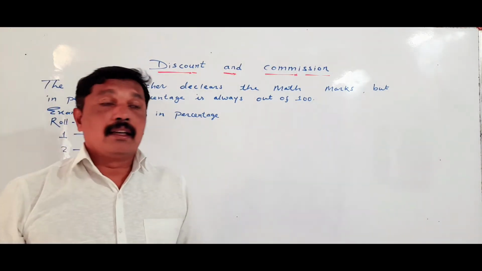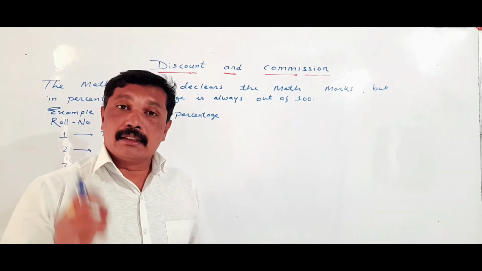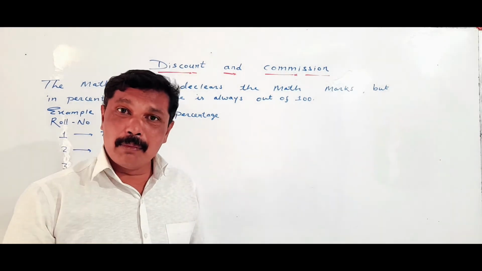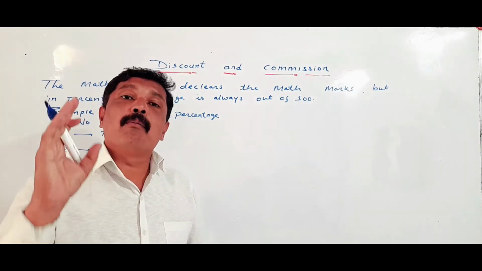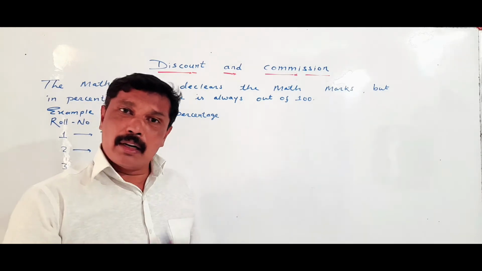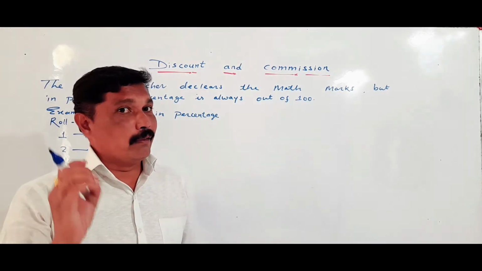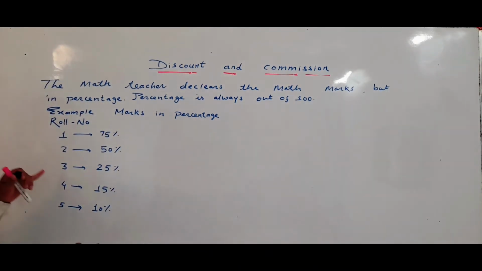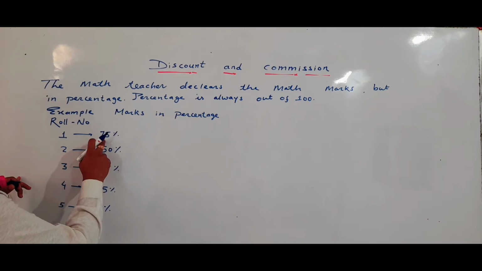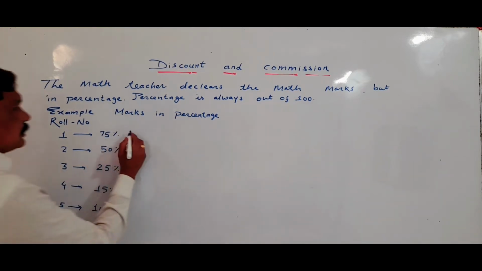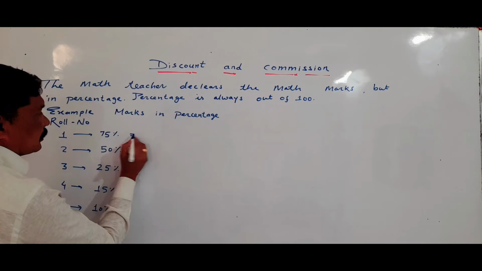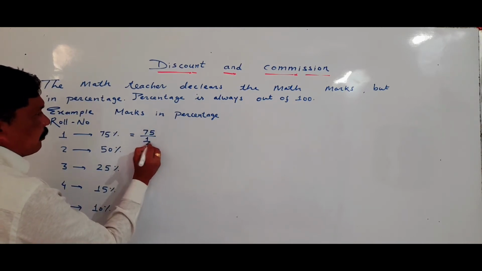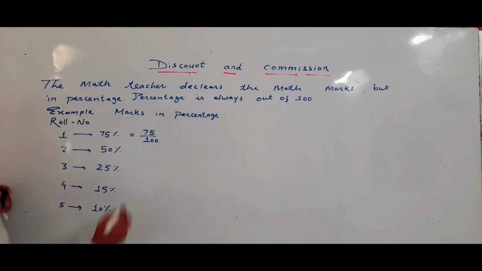My dear student, here the teacher is telling the marks of the maths paper according to roll number in the form of percentage. I have already told you that percentage is always calculated out of 100. If roll number 1 has got 75%, it means he has scored 75 out of 100.